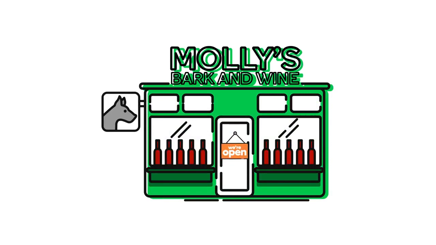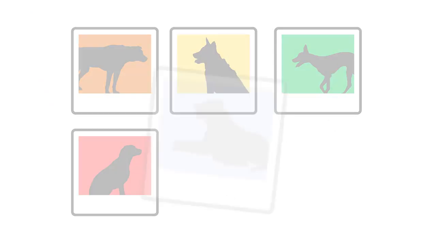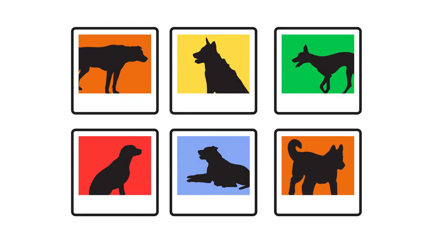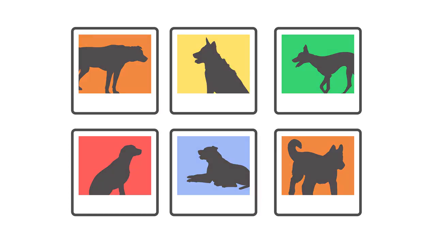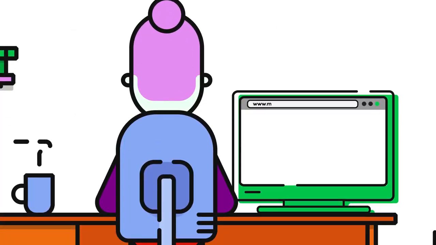Consider the dog-friendly winery, Molly's Bark and Wine. During her first year of business, the owner has amassed a large photo collection of dogs who visited the winery on her website. To highlight the business's unique dog-friendly atmosphere and provide a dedicated space for her expanding photo gallery, she creates the subdomain dogs under her registered domain name mollysbarkandwine.com.